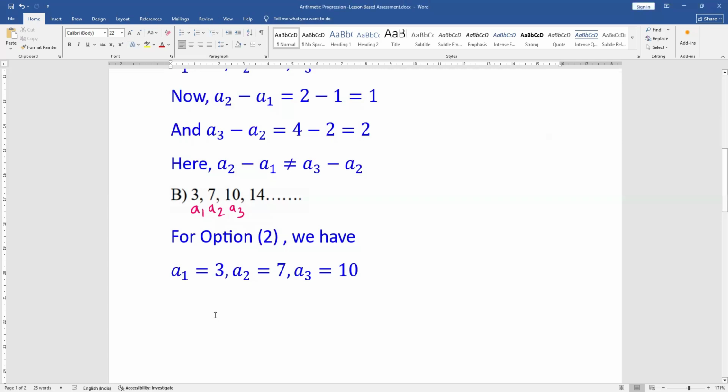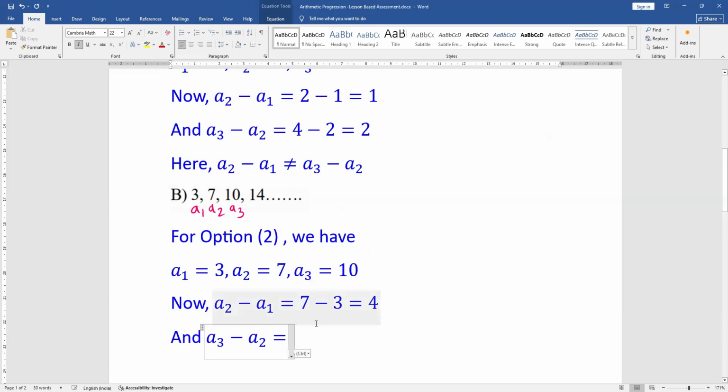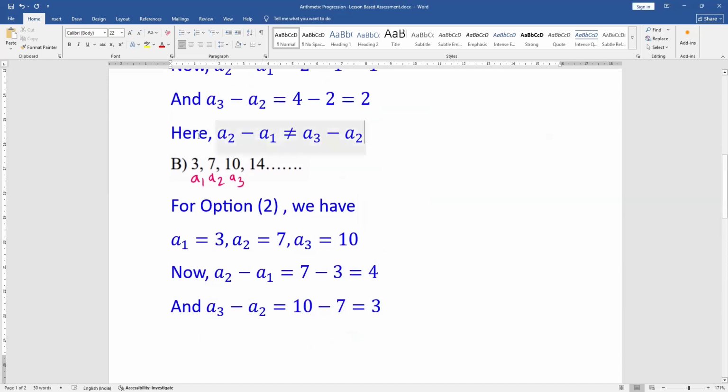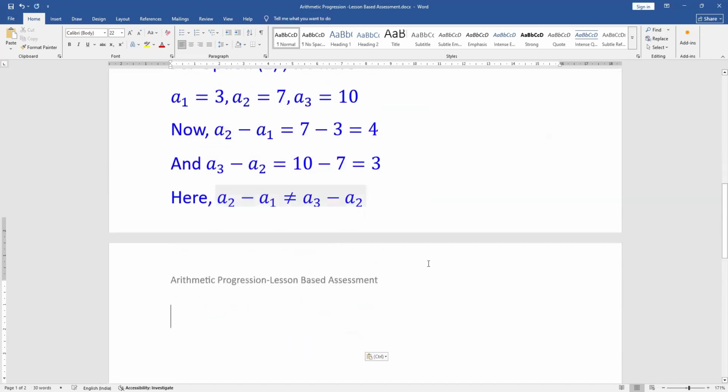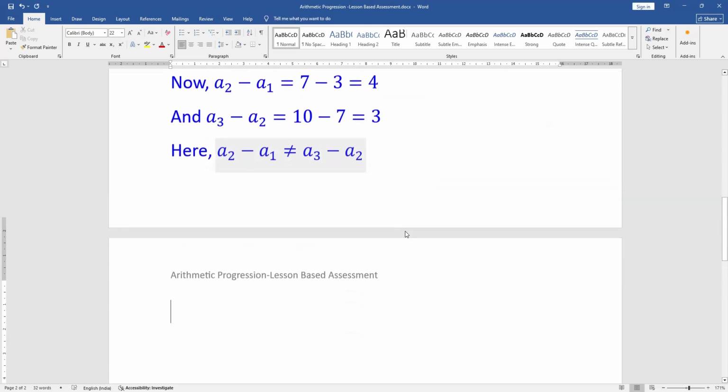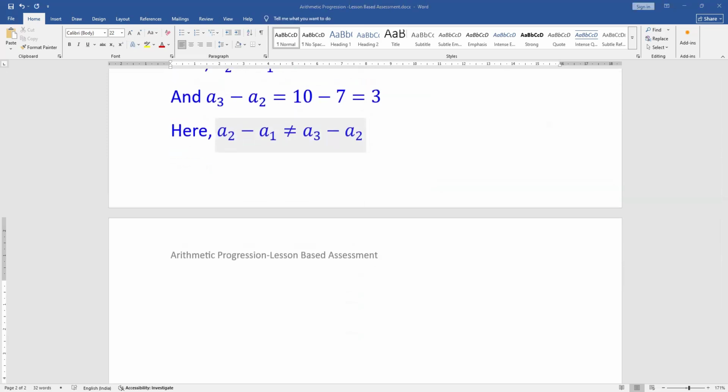Now A2 minus A1 equals 7 minus 3. So 7 minus 3 is 4. And then A3 minus A2. A3 minus A2 is 10 minus 7. 10 minus 7 will be equal to 3. Okay. So here also what we observe, A2 minus A1 is not equal to A3 minus A2. So the second option is also not the correct answer.